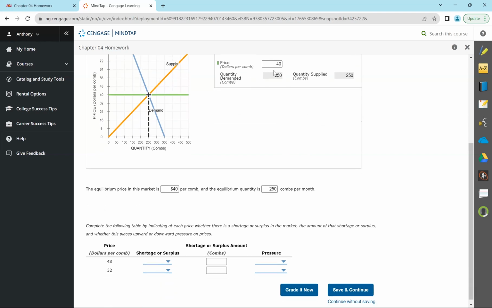So now let's make the price 48. So now the supply is 300. The demand is 230. You see that? It's a difference of 70. And that's a surplus. You have too many. There's only demand for 230, but you have 300 as a seller. So what should happen? The price should go down, because when price goes down, more people want to buy.